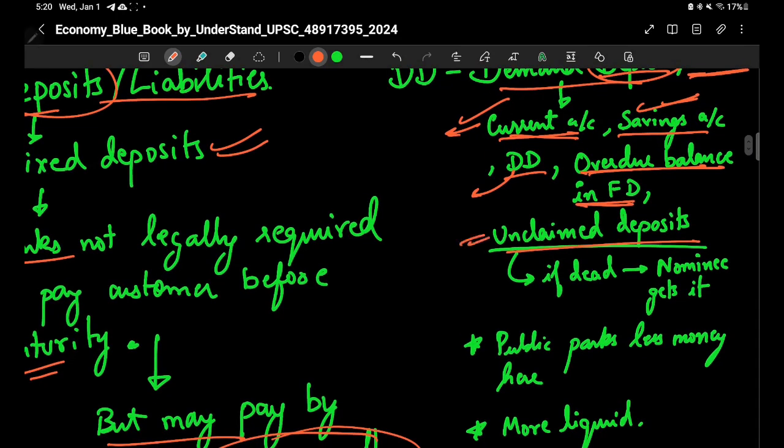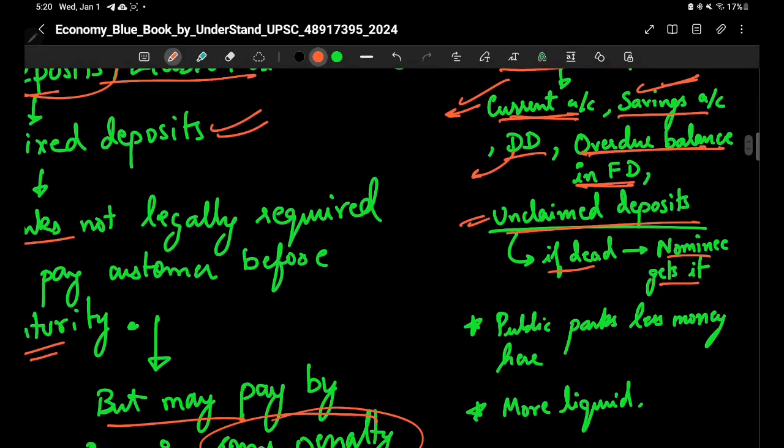Then unclaimed deposits. Let's say if a person dies, he will nominate some person, no? That person will get whatever unclaimed deposits are there. So this also, the nominee can demand it. So that's why it's a demand deposit.